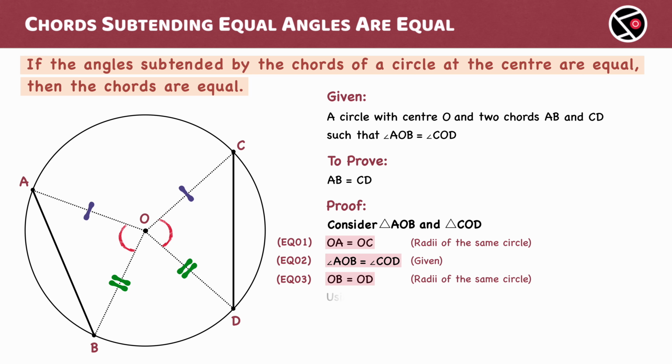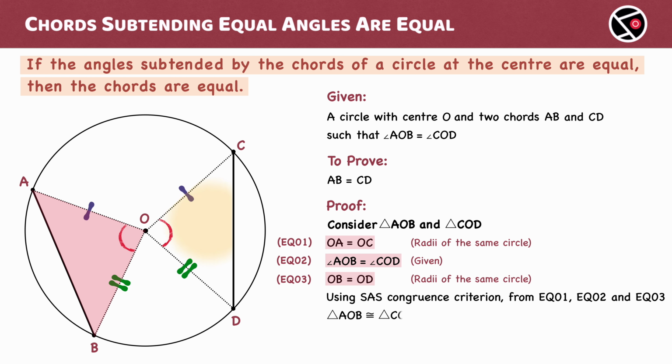So, by the SAS criterion for congruence, triangle AOB is congruent to triangle COD. Now, corresponding sides of congruent triangles are equal. So, AB equals CD.